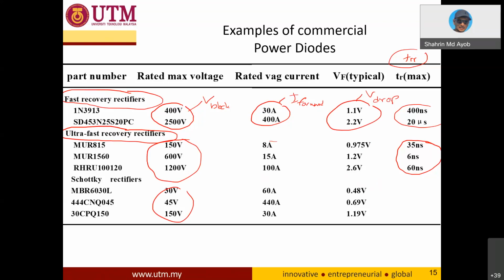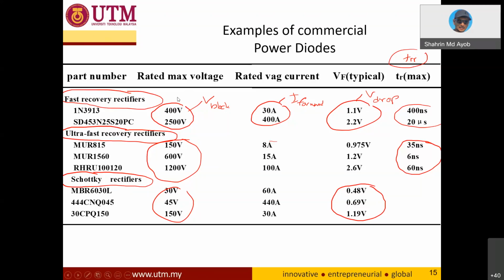Some applications require very low losses. So instead of using this fast recovery, you need to use the Schottky diode or Schottky rectifiers, because Schottky rectifiers have a very low voltage drop. So it depends on the application. If your application requires very fast switching, on and off very fast, then you need to use the fast recovery or ultra fast recovery.